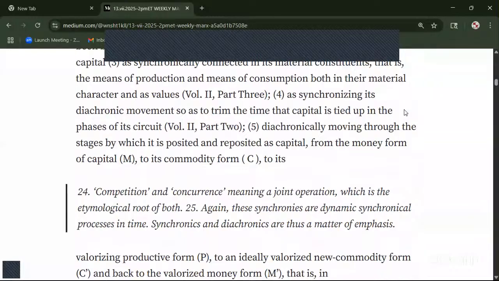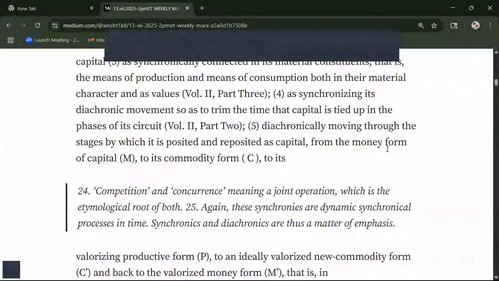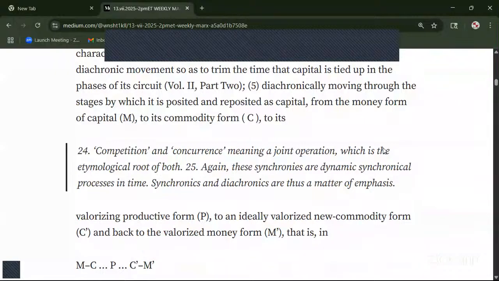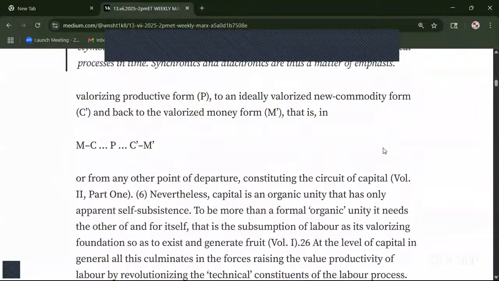Number 5, diachronically moving through the stages by which it is posited and reposited as capital, from the money form of capital M, to its commodity form, capital C, to its valorizing productive form, P, an ideally valorized new commodity form, C prime, and back to the valorized money form, M prime. That is, in this path, M to C, P, C prime, M prime, or from any other point of departure constituting the circuit of capital, Volume 2, Part 1.